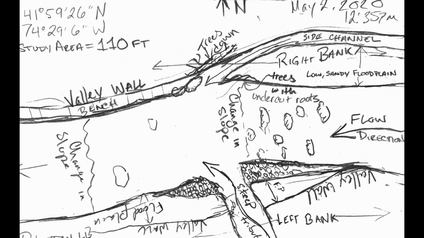Now it's your turn. Find a section of stream and go out and try to draw a sitemap. Drawing your study area is the best way to really see what is happening in that section of stream. Take care.